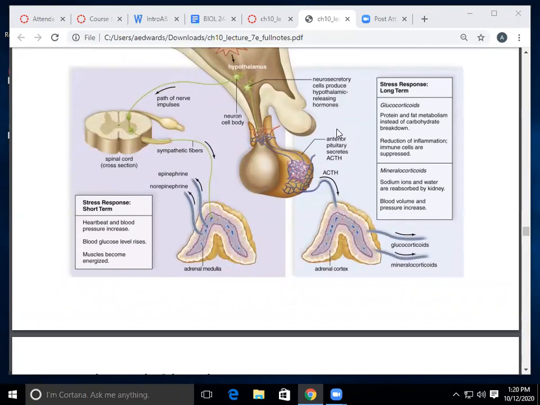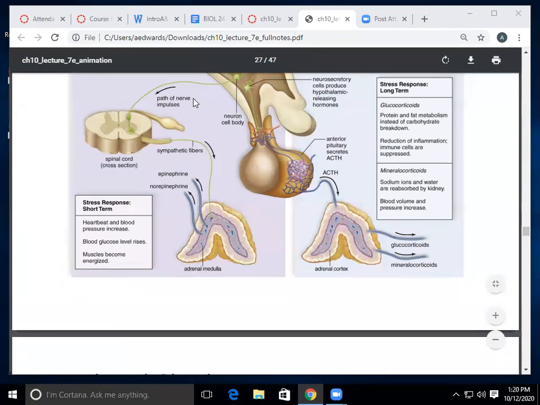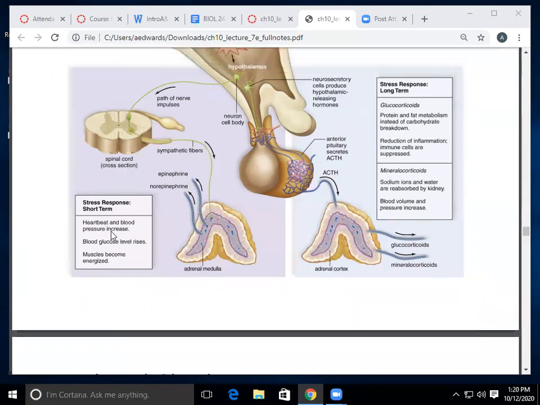So this kind of shows this visually. Again, you have the hypothalamus sending a signal to your spinal cord, which sends a signal to the adrenal medulla. Okay, it sends either epinephrine or norepinephrine. Typically the response to stress in the short term is going to make your heart rate and your blood pressure go up, increase the amount of blood glucose you have, and energize your muscles.